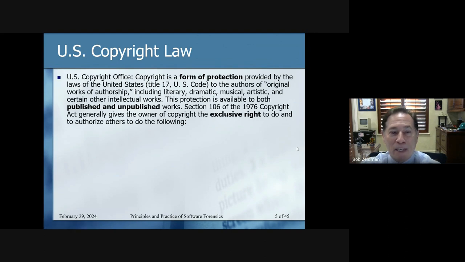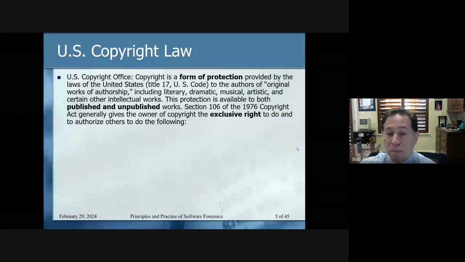So US copyright, I'm mostly familiar with US law. A lot of laws around the world are similar. But I have worked in cases around the world. So I think this should be relevant to everyone. So US copyright law is a form of protection for published and unpublished works that gives certain exclusive rights.